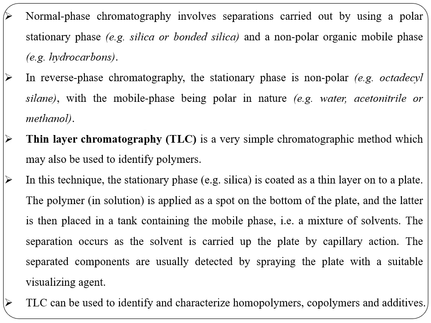The third chromatographic technique is thin layer chromatography, which is a very simple chromatographic method which may also be used to identify polymers. In TLC, the stationary phase is coated as a thin layer onto a plate. The polymer solution is applied as a spot on the bottom of the plate, and the latter is then placed in a tank containing the mobile phase.